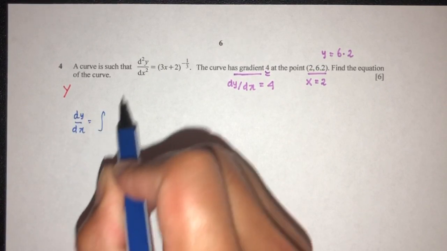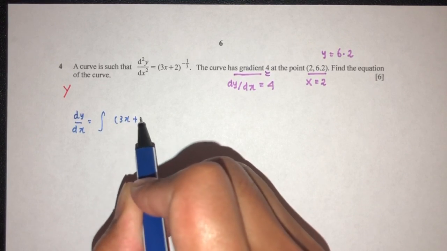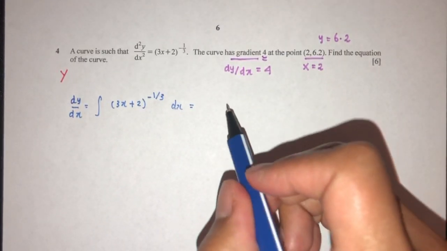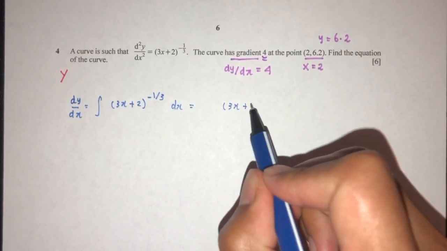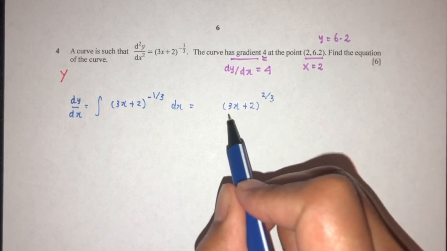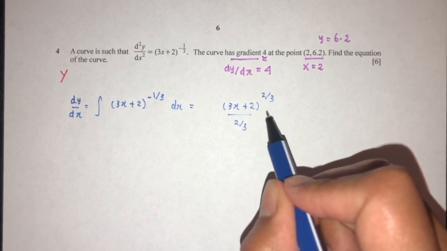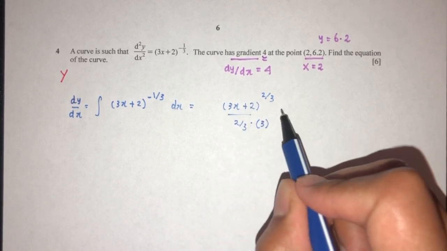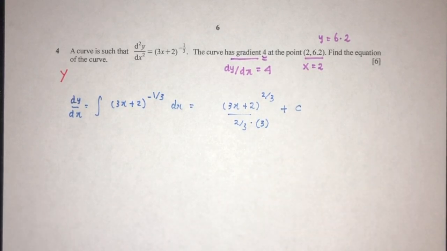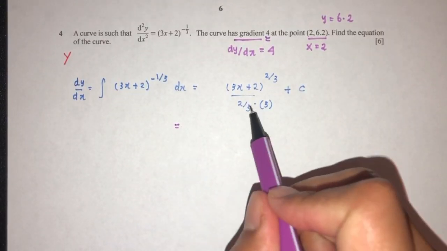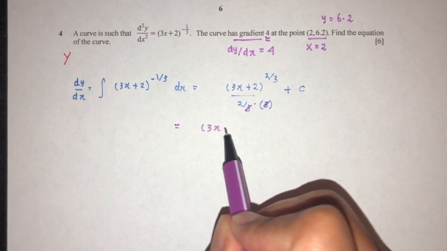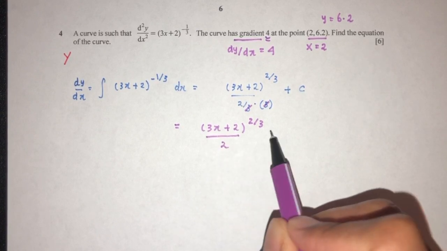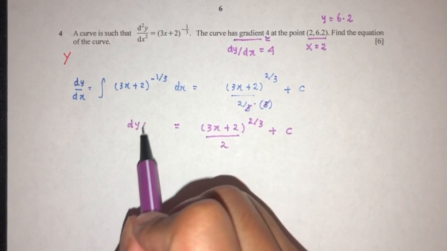So step by step, let's first begin by trying to find dy by dx. That will be the integration of d2y by dx2 with respect to dx. First thing first, we have to increase the power by 1. That will be 2 over 3 divided by 2 over 3. And now of course divide by d by dx of the value inside, that will be the value of 3, and plus c as the constant of integration. So let's simplify. That will give you 3x plus 2 to the power 2 over 3 over 2 plus c. That is dy by dx.